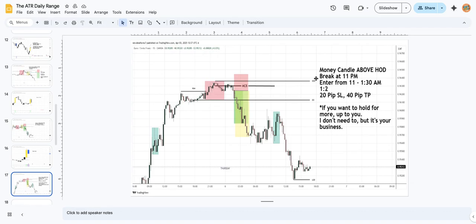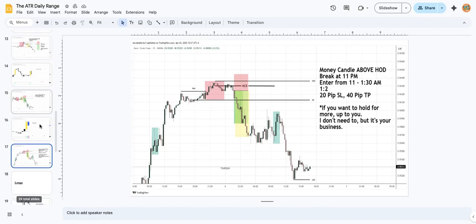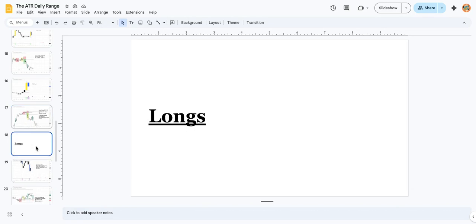Okay. So the money candle broke above the high of the day at 11 p.m. Eastern. And then it gave you time because it consolidated for a few hours. So from 11 p.m. to about 1:30 a.m., it gave you plenty of chance to get in right here, and then it did a straight drop. So this could have been good for a 20 pip stop loss, 40 pip take profit. If you want to hold for more, it's up to you. But ultimately, like I said, you can't really predict. But 1 to 2, you should get that more than you don't.